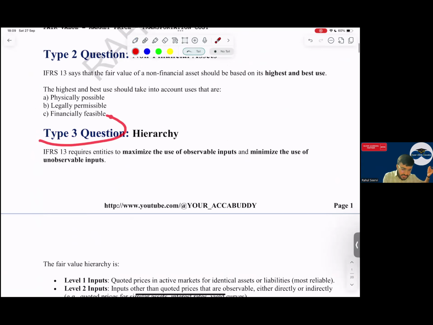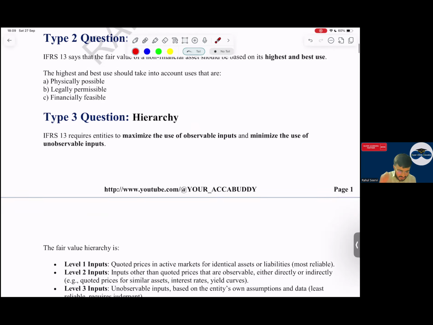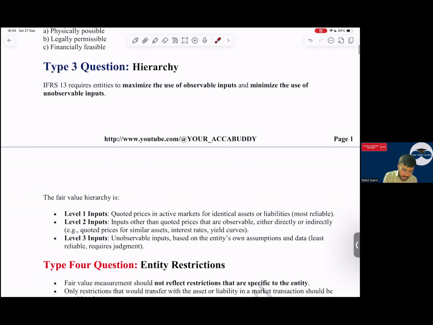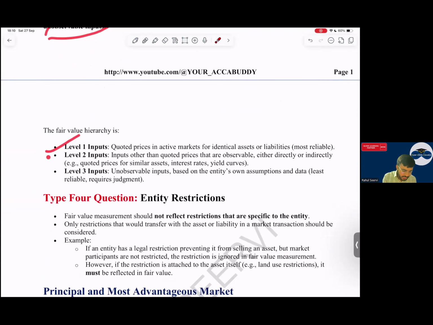Then the type 3 question that comes in the exam is regarding the hierarchy. Sometimes what will happen, the level 1 and level 2 data will be available, still the management will try to use level 3 to calculate the fair value. They will try to manipulate the books. So in this case, you have to be cautious and read the question. Maximize the use of observable inputs and minimize the use of unobservable inputs. So you have to mention level 1, level 2, level 3.